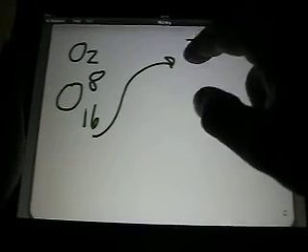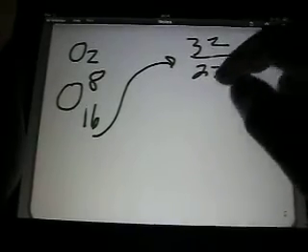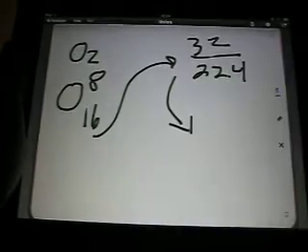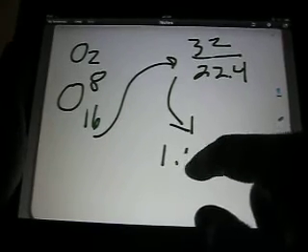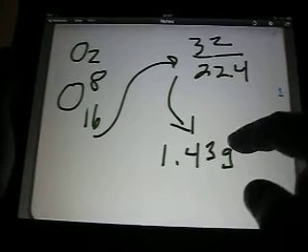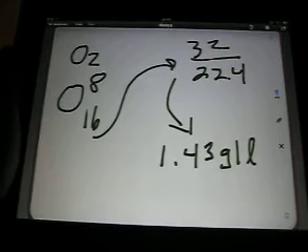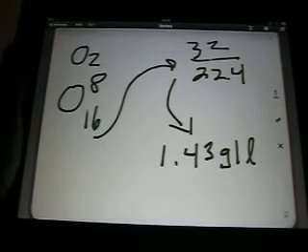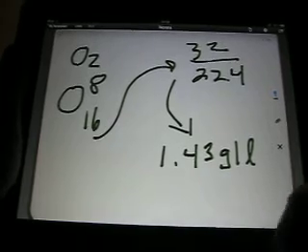So it's actually going to be 32 divided by 22.4. We do the math on that, and that should give you 1.43 grams per liter. You can see this is significantly more dense than hydrogen, helium. Okay, that's oxygen. Let's go ahead and look at nitrogen.